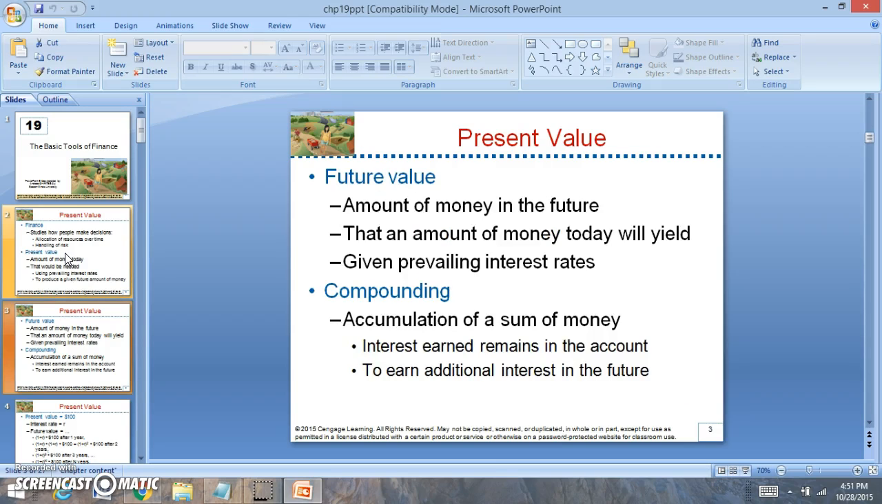You notice that we're going to be looking at future value. And the future value of money is very important because it's the amount of money in the future that you'll need to hold and how much we need today to give us that amount of money.